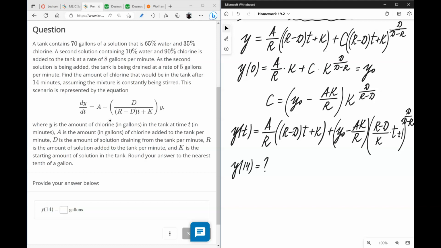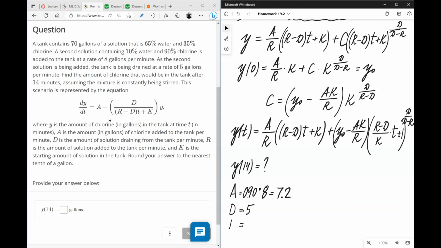But in order for us to do that, we need to identify A, R, D, K, and all that stuff. So what is A? A is the amount of chlorine added to the tank per minute. We are adding a 90% solution, so 90% of 8 gallons per minute. That's 7.2. D is next. D is the amount of solution draining from the tank per minute. So we have 5.